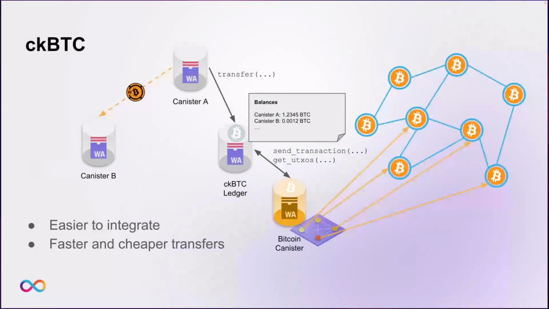ckBTC can be transferred with the low finality time of the Internet Computer, so within seconds, and for a fraction of the cost of a Bitcoin transfer on the Bitcoin network. Using this scheme, only the settlement transfers with the Bitcoin network need to be done on the Bitcoin network, and the majority of transfers can be done with the lightning speed and low cost directly offered by the IC.